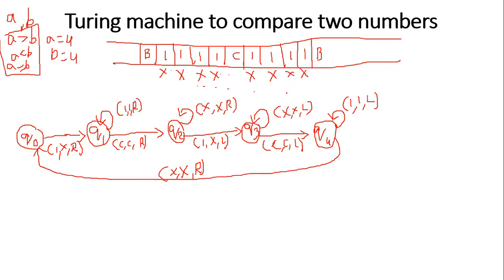Now how do we know that all ones are finished on the left side, in the first number? If we have X before C. If C is immediately followed by X, that means all the ones are finished on the first number. Ignore C and move to the right side.